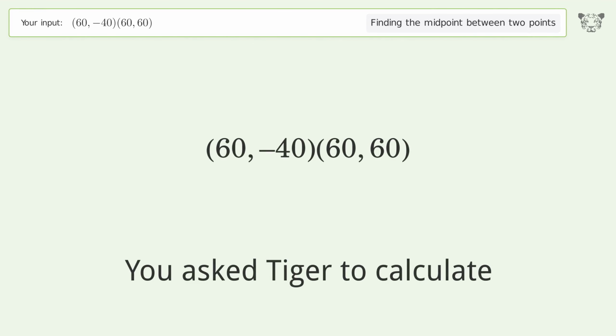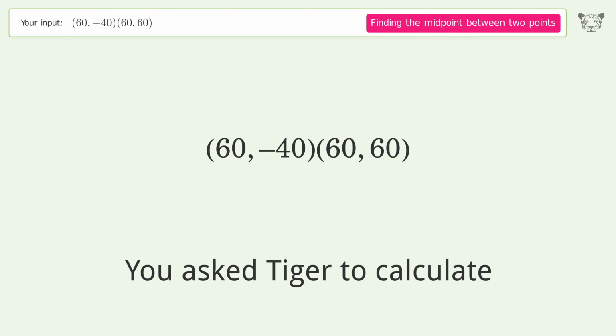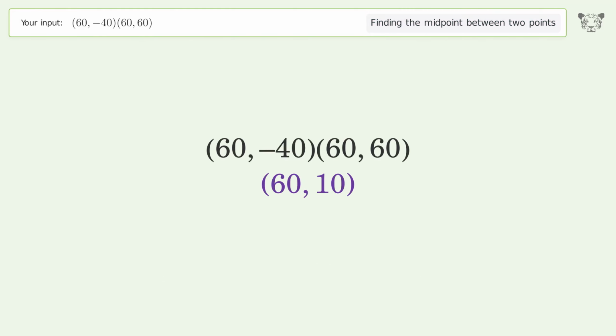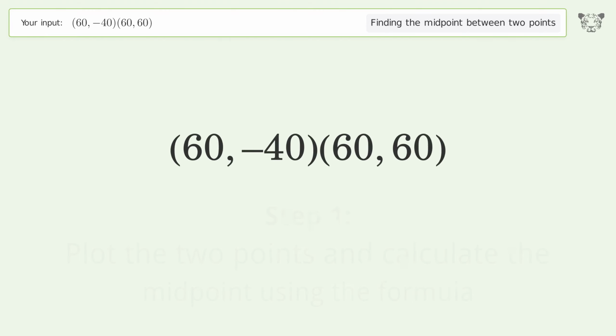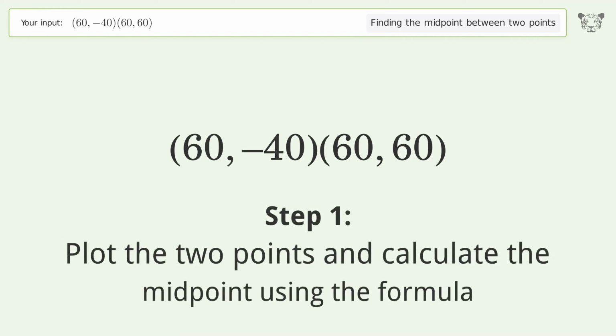You ask Tiger to calculate. This deals with finding the midpoint between 2 points. The midpoint between the 2 points is 60, 10. Let's solve it step by step. Plot the 2 points and calculate the midpoint using the formula.